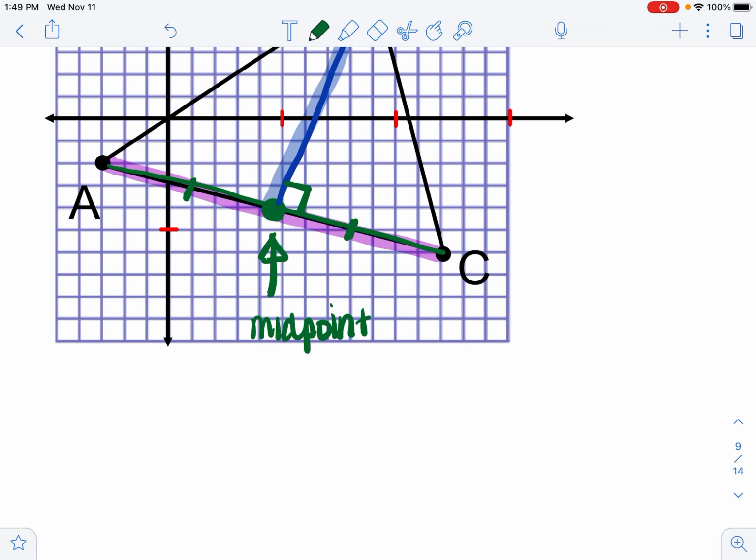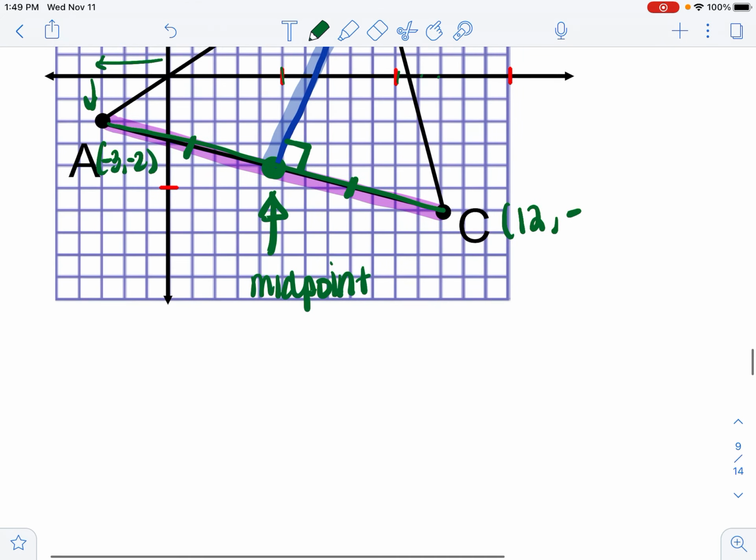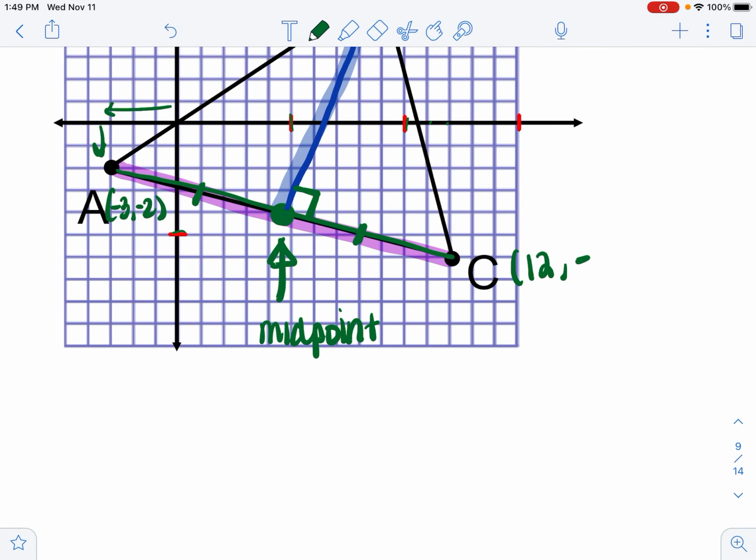So I need to find A's location. This is left 3 and down 2. So this is the point -3, -2. These tick marks are all at 5. So I can say that this one's at 5, 10, and then 11, 12. So C is over 12. And then down, if you look right here, this red tick marks 5. So one more is 6. So this is down 6.